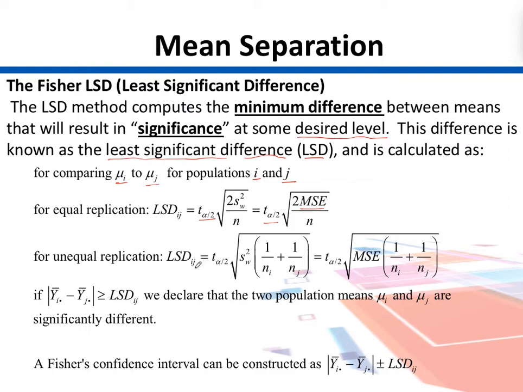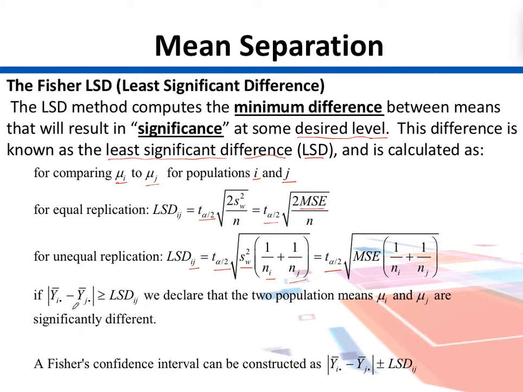For unequal replicates, it will go like this: LSD ij is equal to t alpha by 2 times the square root of s squared w into 1 divided by ni, the number of replicates in the first population i, plus 1 divided by nj, the number of replicates in the second treatment j. This can be reduced to t alpha by 2 times the square root of MSE into 1 by ni plus 1 by nj.